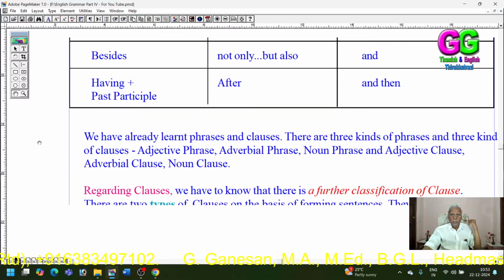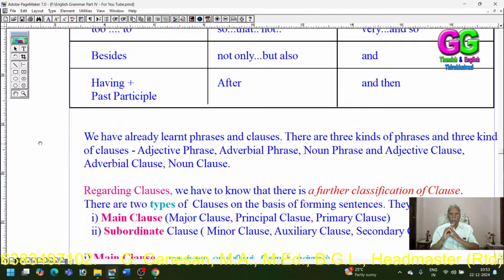Now my dear students, we have already seen what is a phrase, what is a clause. A phrase is a group of words without a finite verb. A clause is a group of words with a subject and a finite verb. That's all. Then there are three kinds of phrases: adjective phrase, adverbial phrase, and noun phrase. Similarly, there are three kinds of clauses: adjective clause, adverbial clause, and noun clause.